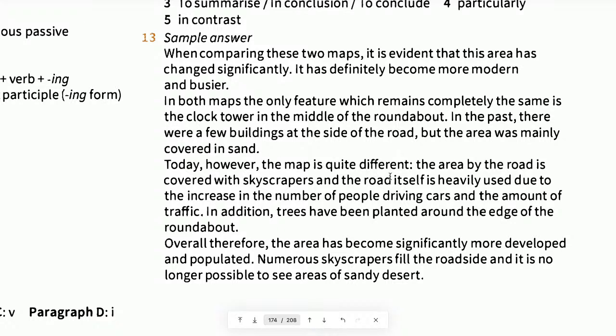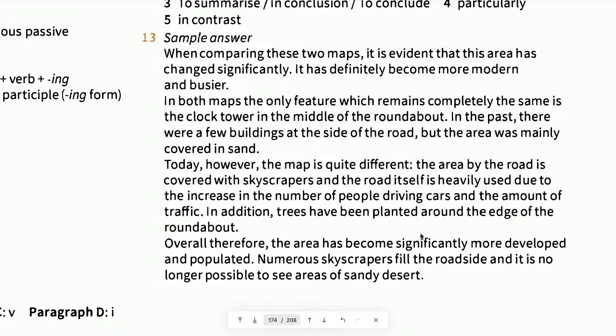What tense is this? Simple present tense, right? What do you know? Is. Yes, you can underline that. Is. This one is easy. Why should we use the simple present tense? Because we're talking about the present map. Yes, so we need to use the simple present tense. Easy, right? And then they say the area by the road is covered with skyscrapers.